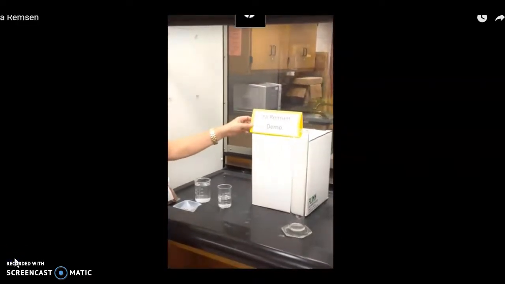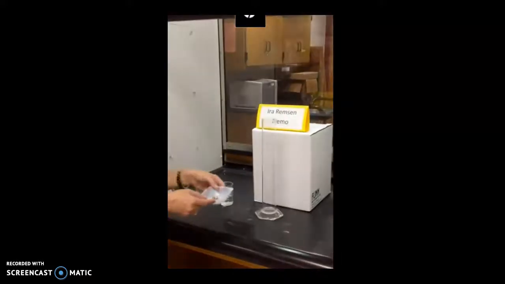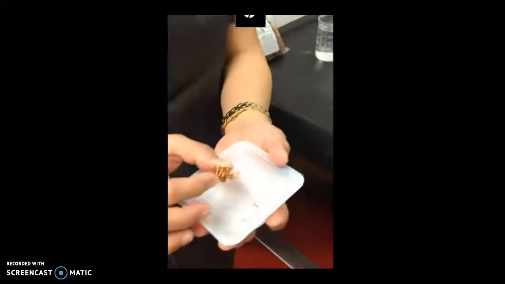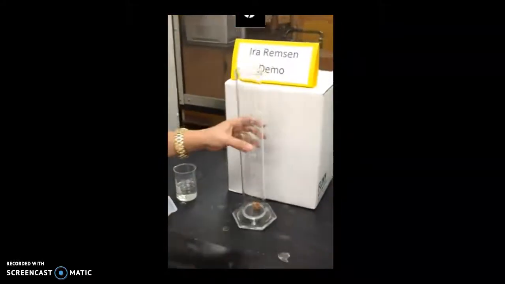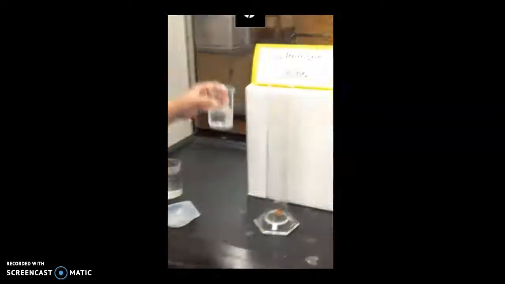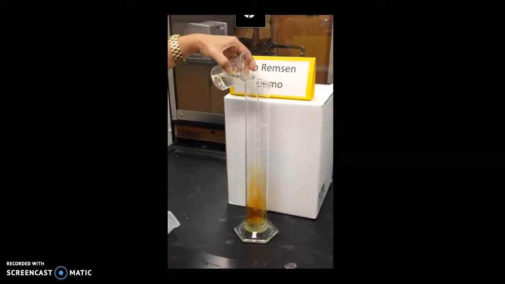This one is known as the Ira Remsen demo. I have here a tall, about 500 milliliters, graduated cylinder. I have a copper wire. Normally I'd use pre-1982 pennies, but because there's a shortage of coins, I'm going to use the copper wire. So basically I'm going to drop the copper wire there. I have nitric acid. Now I'm just going to pour nitric acid in and watch what happens.